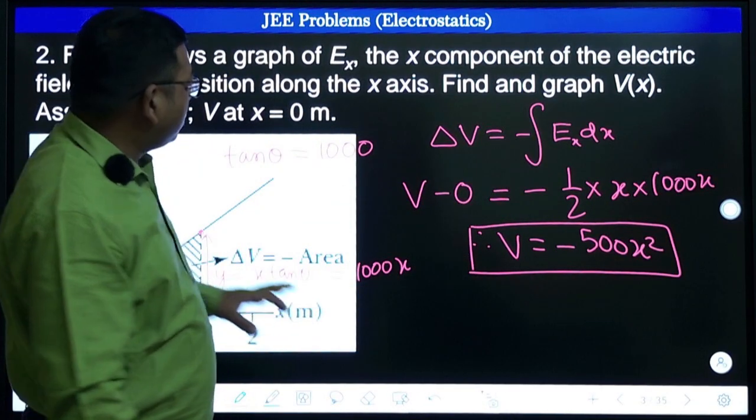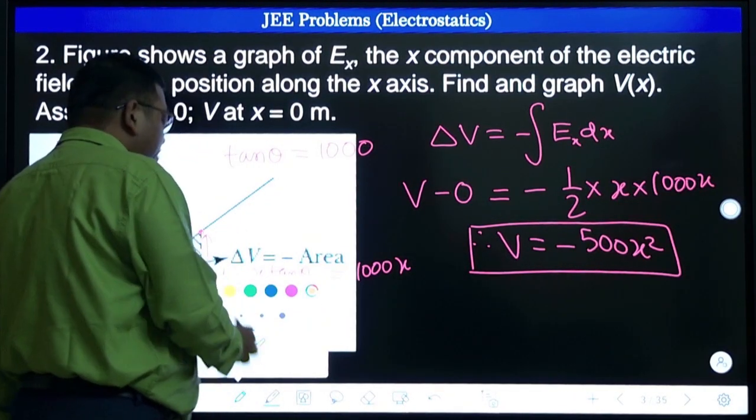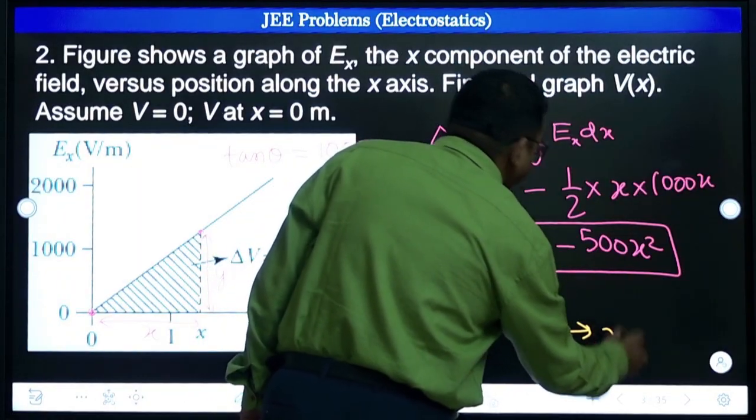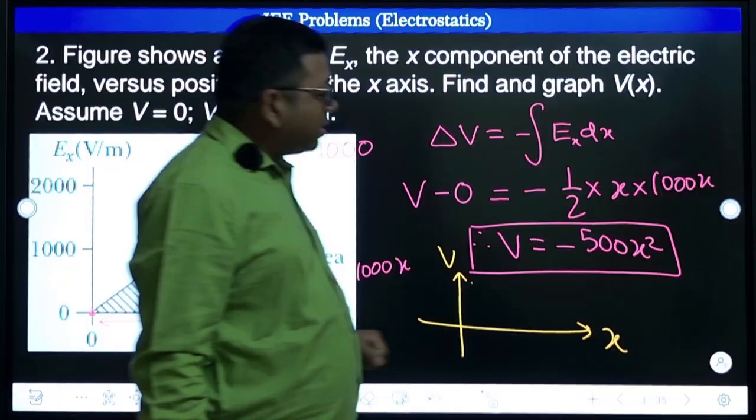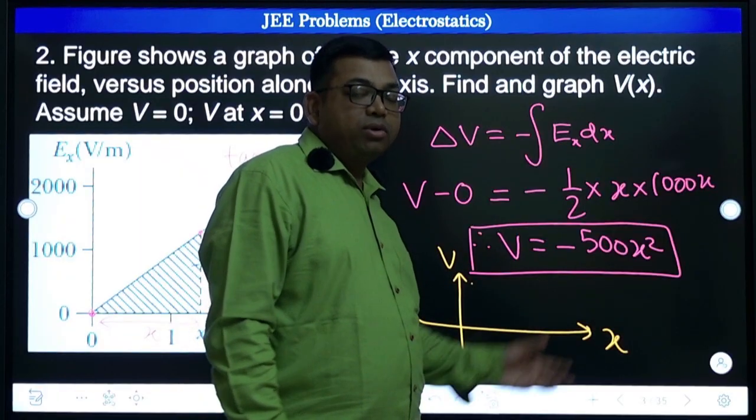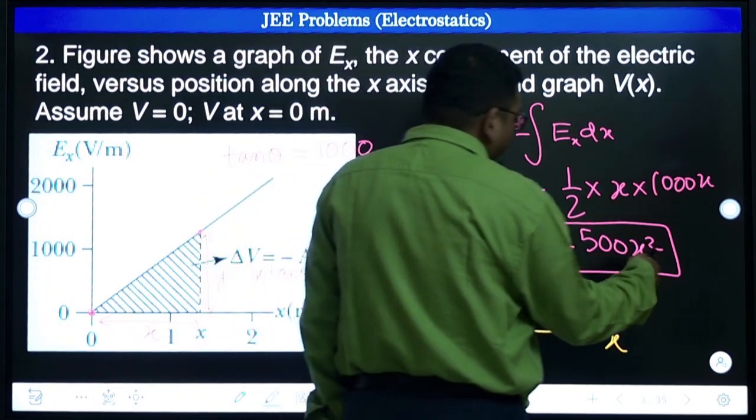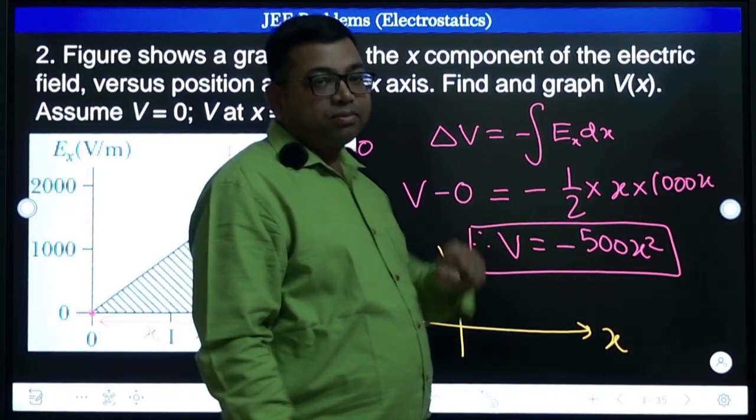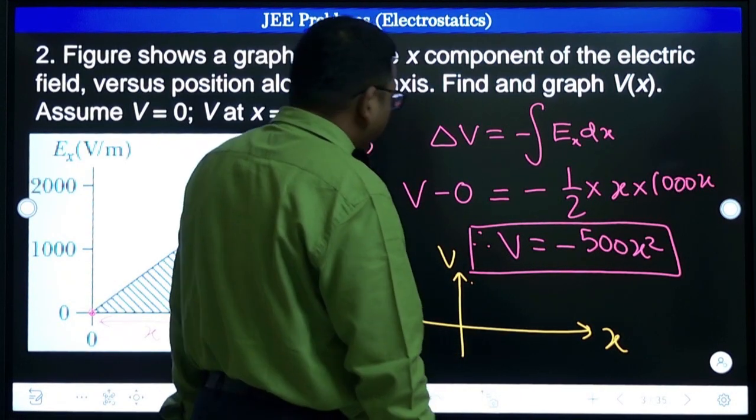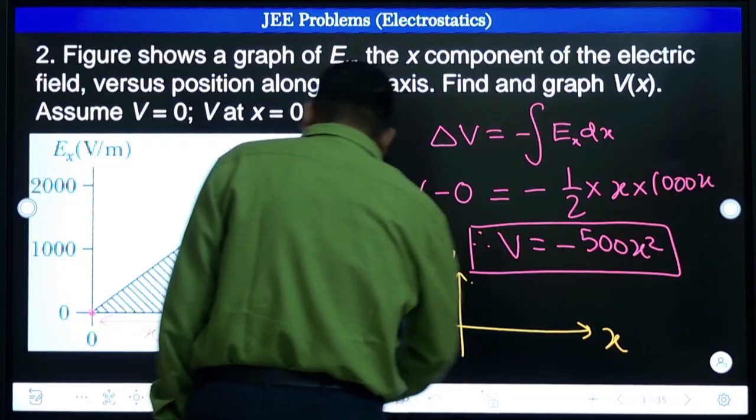And now you can plot this function. If you want, you can plot this function. What is the big deal about it? Nothing, right? So you can plot this V versus x graph. This time, what type of function is it? It is like y equal to minus x square, or you can say x square equal to minus 4ay form. It's a parabola, right? x square is equal to 4ay is like this form upward. Now this is like downward form. So you can draw that graph.